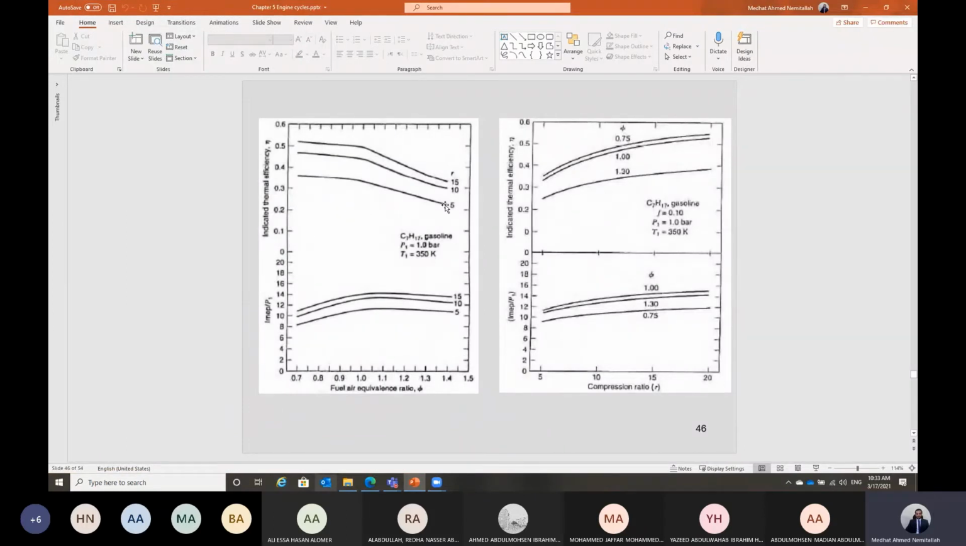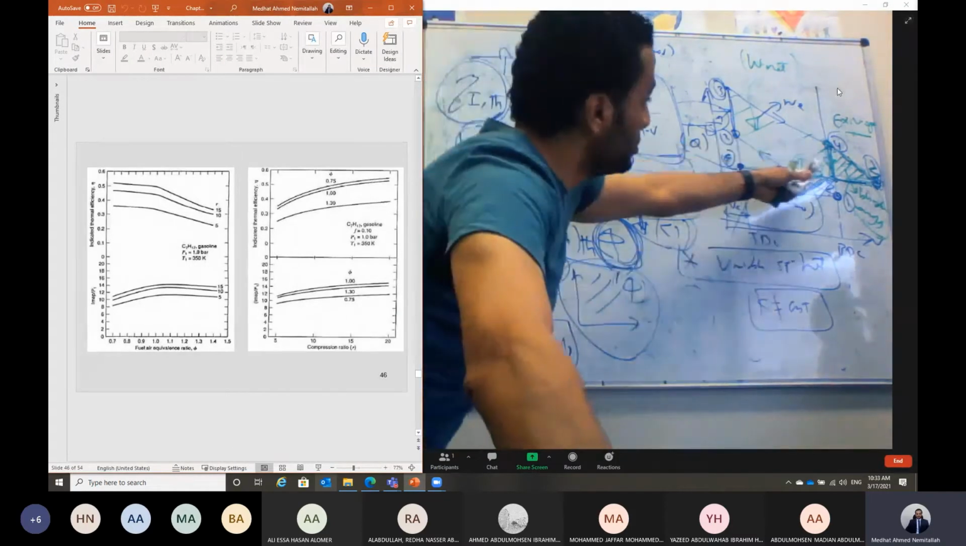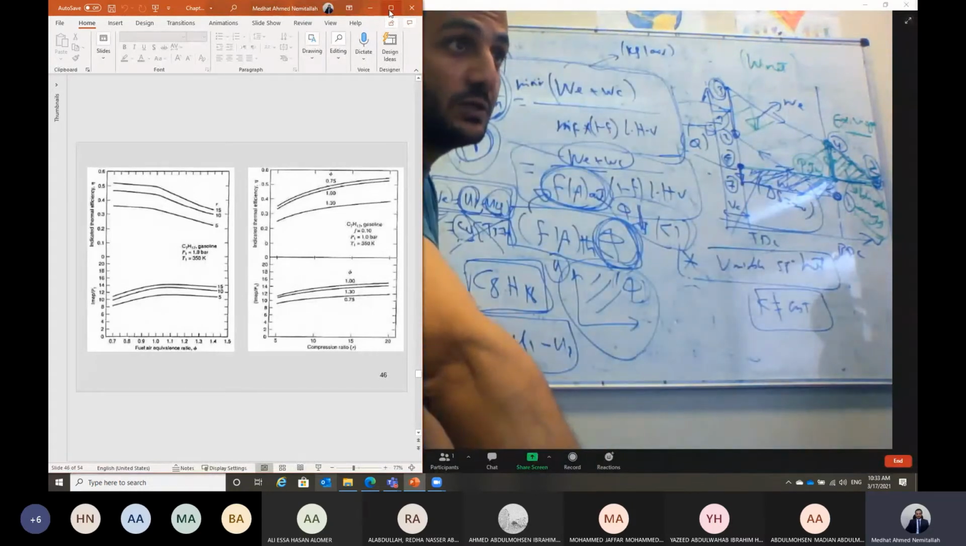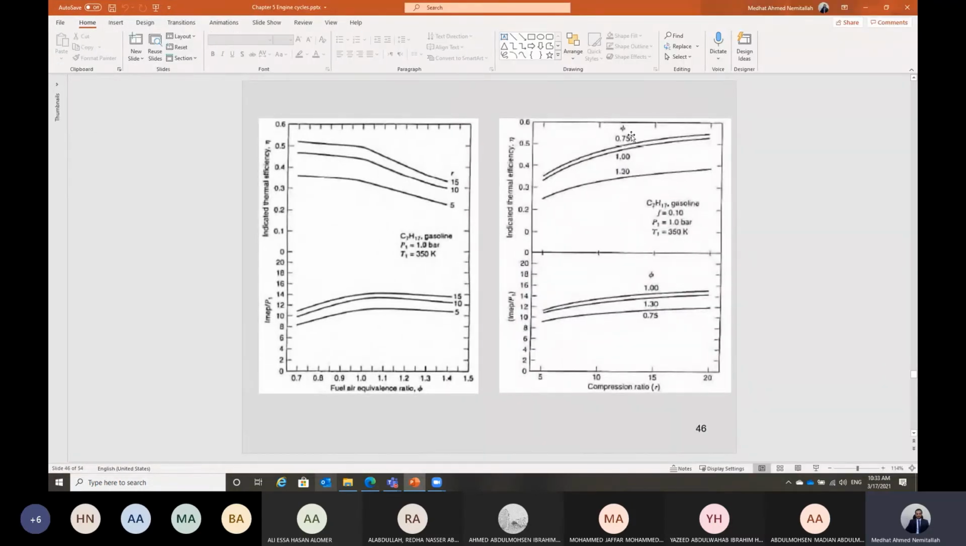First of all, the efficiency increases with the compression ratio. This is by default because the network of the cycle, if we increase the compression ratio, this network area will be increased. So the efficiency should be increased. But when you look at the efficiency as a function of the equivalence ratio, we can get maximum efficiency for a gasoline fuel, C7H17. This can also be considered a kind of gasoline fuel. The efficiency will be maximum when the equivalence ratio is equal to 0.75.